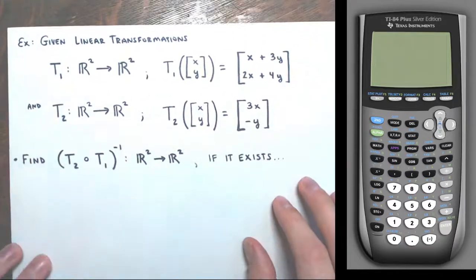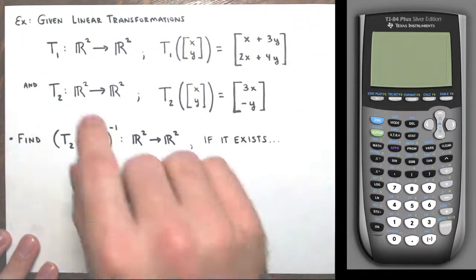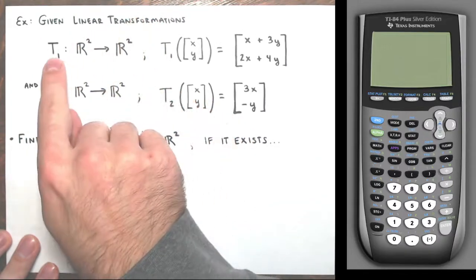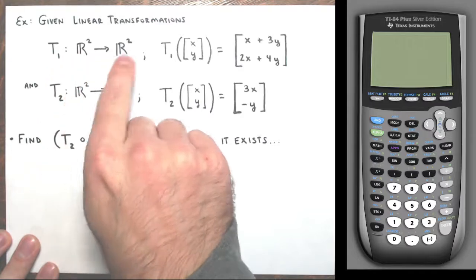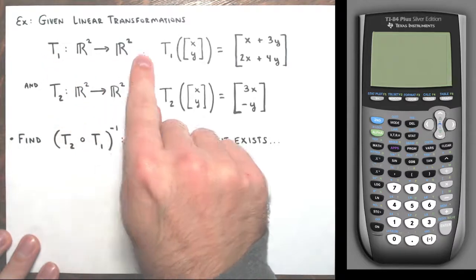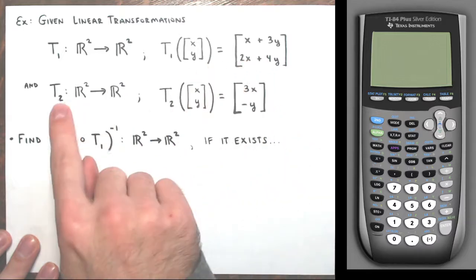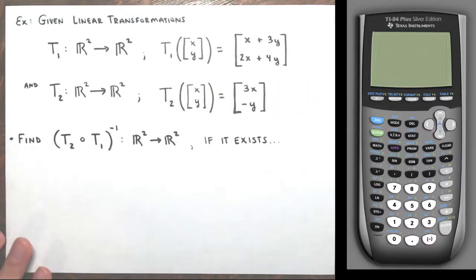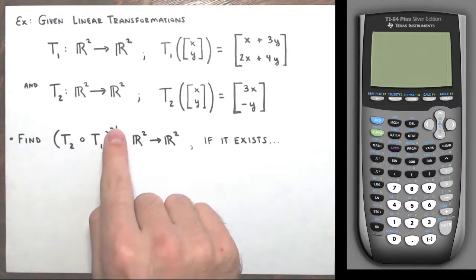Now my final example involves inverses of compositions. So suppose we're given two linear transformations. These are just from R2 to R2 again, just to make the matrices small and easy. T1 from R2 to R2 is this rule here. T2 from R2 to R2 is this rule here. And again, they're both linear transformations. So the question is, find the inverse of T2 composed with T1.